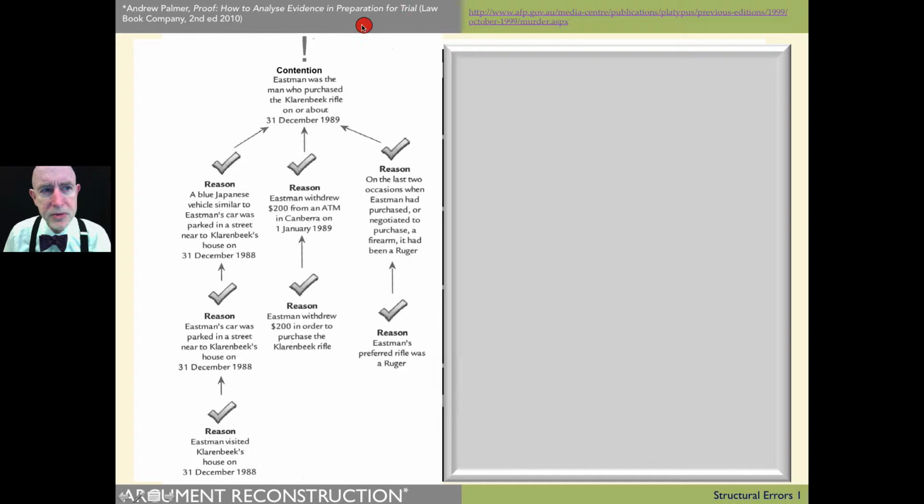Now, this case was used as an example in a fine book written by Andrew Palmer, Proof: How to Analyze Evidence in Preparation for Trial. And we're going to take the premises that were extracted and show how they would be put in a logical construction, namely the logic bridge.